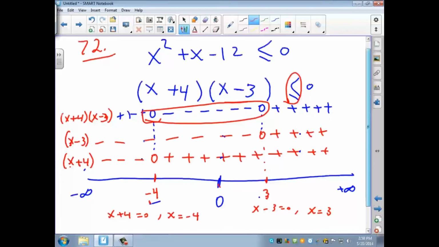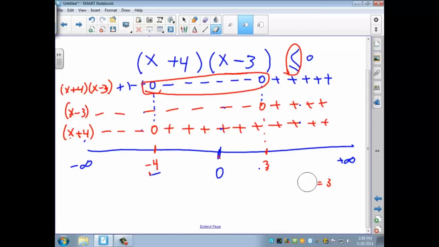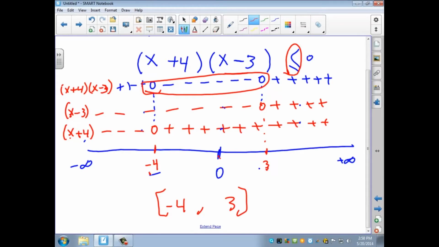So the answer here for you would be bracket minus 4, comma 3 bracket. That means the interval between those two would satisfy this inequality. So that is how you do a quadratic inequality.